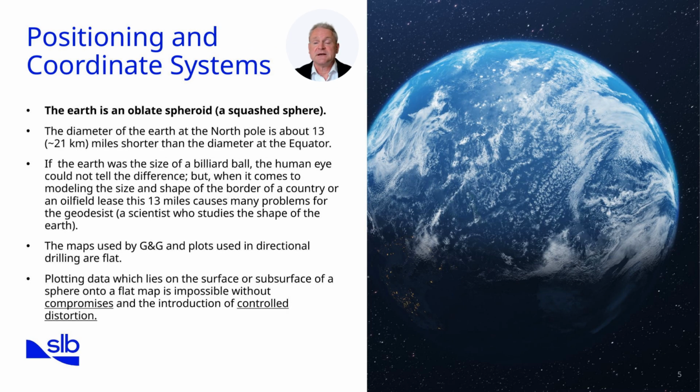Now let's consider the Earth itself. The Earth is not a perfect sphere. It's an oblate spheroid, meaning it's slightly flattened at the poles. The polar diameter is about 21 kilometers shorter than the equatorial diameter. This difference may seem small. If the Earth were the size of a billiard ball, you couldn't see the distortion with the naked eye. But for geodesists who model country borders or oil field leases, this 21-kilometer variation introduces significant challenges.